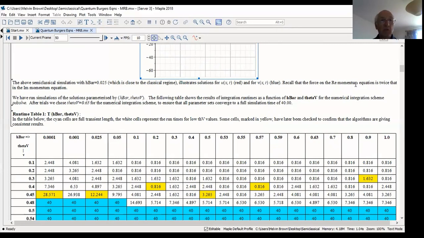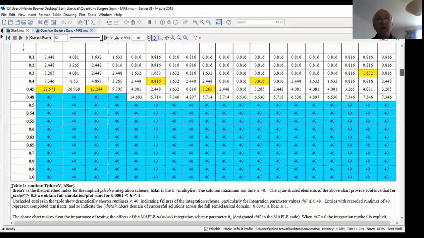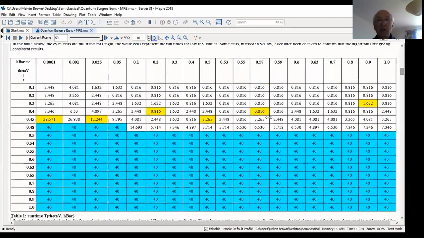And we will explore the whole range of h bar from 0, classical that is, all the way up to quantum mechanics as 1. So that's what this table is showing. And this is the sort of thing one needs to do, to establish the viable domains when you've got a pair of PDEs like this and parameters that are controlling them. You may not get solutions.